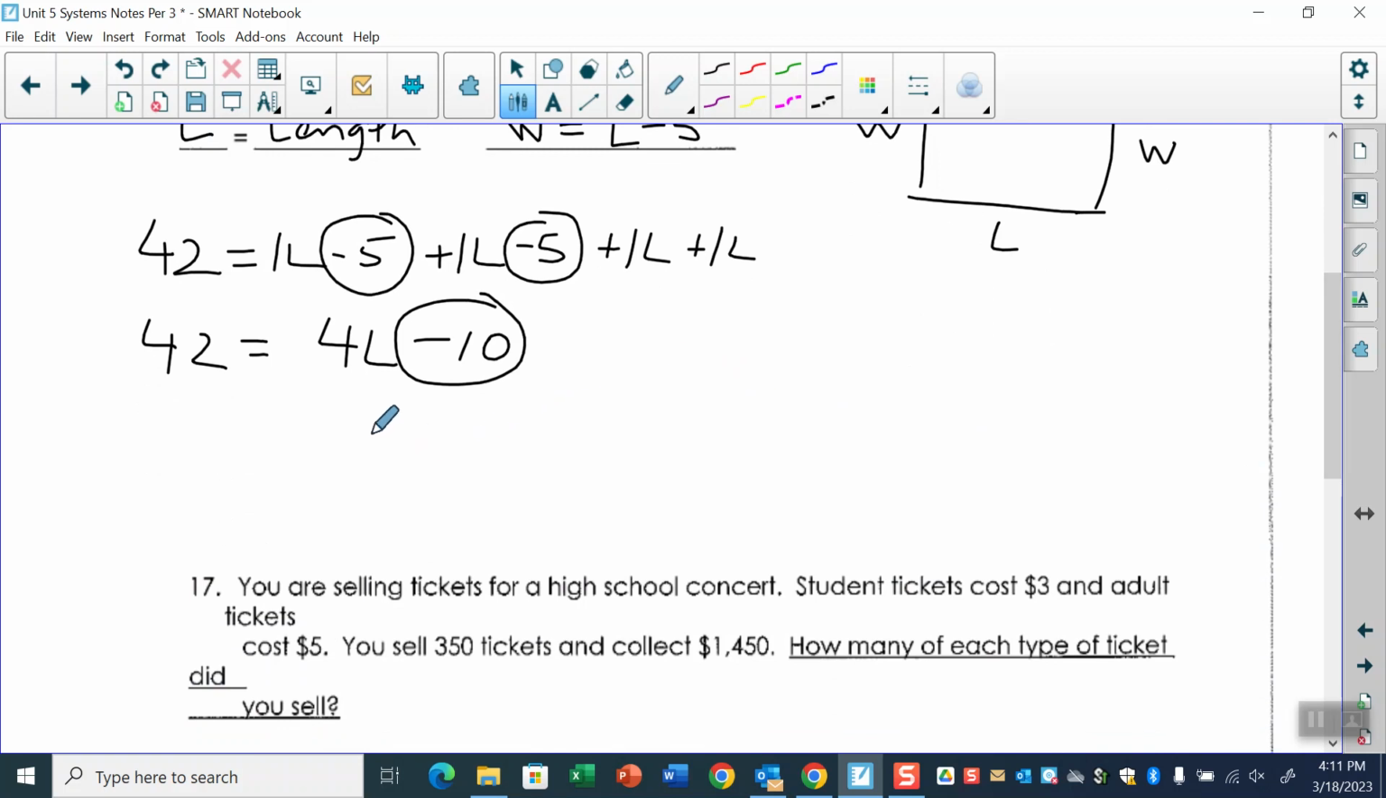This was extra credit on the test, but it's good to know how to do it. I want the L by itself, right? That's my variable. So I'm going to first add 10 to both sides. And then I'm going to divide by 4. So I get the length is 13.